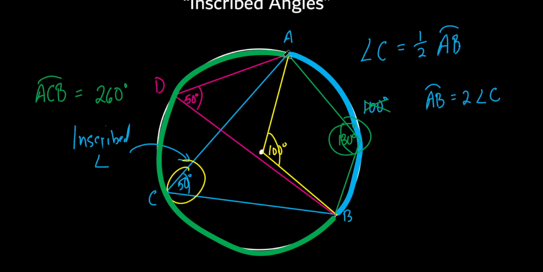So we could go either way. They could tell you the arc. You should be able to find the angle, right? So if they tell you the arc, it's half of the arc is the angle. Or if they tell you the angle, then how do you find the arc? You just double it. You're good to go. We good? All right, let's do an example.